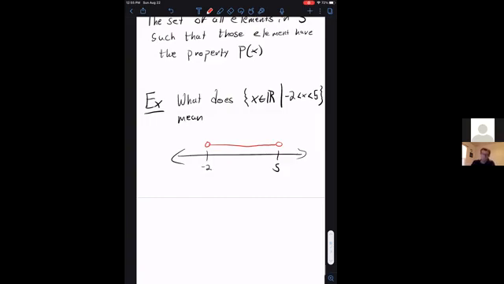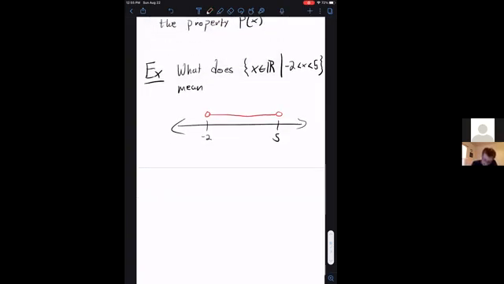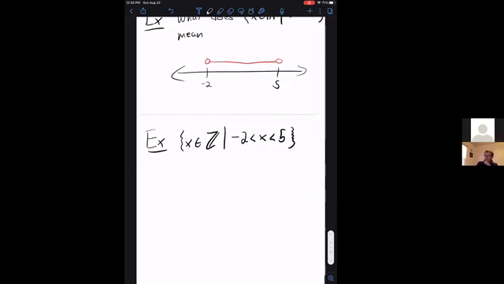Not to be confused. Let's do a different example. How about this one? Instead of X being in the real numbers, let's make X in the integers, such that we're between -2 and 5. What if that's the case? Well, if that's the case, I can actually list these, because I'm only the integers.